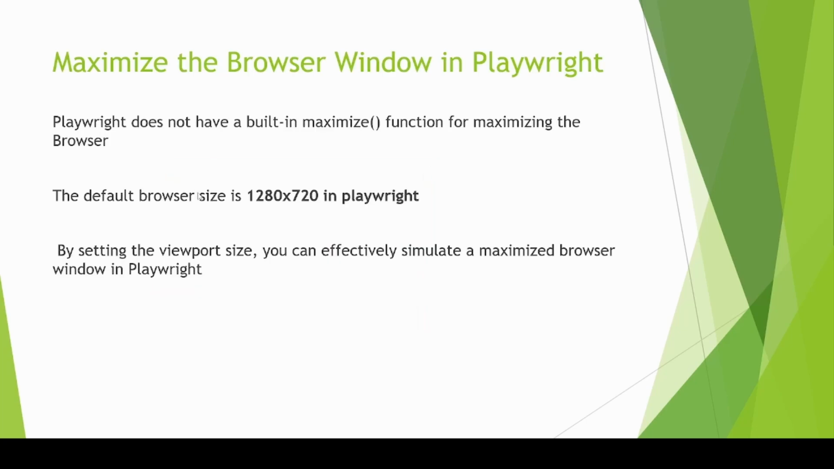Now in Playwright, by default we don't have a maximize method to maximize the browser. So in order to maximize the browser, we have to set the browser configuration by using ViewPort. Now we write the code to check the default browser size. The default browser size: the width is 1280, the height is 720.